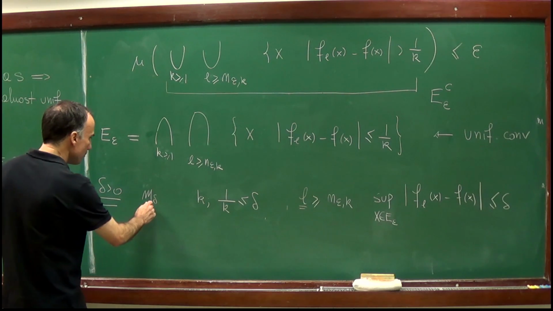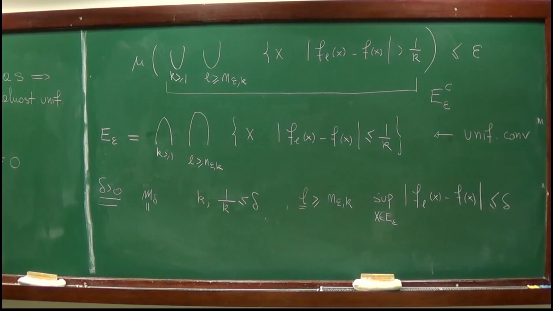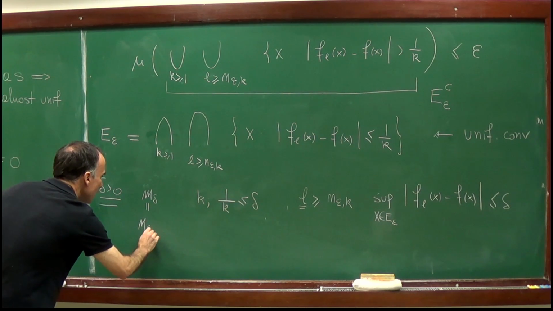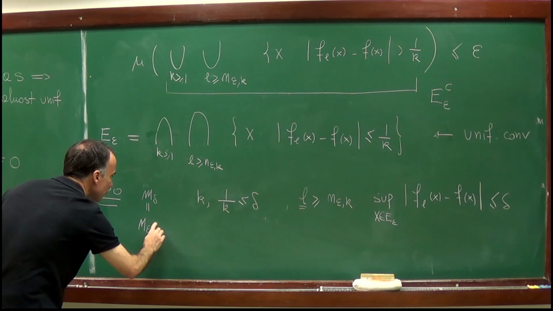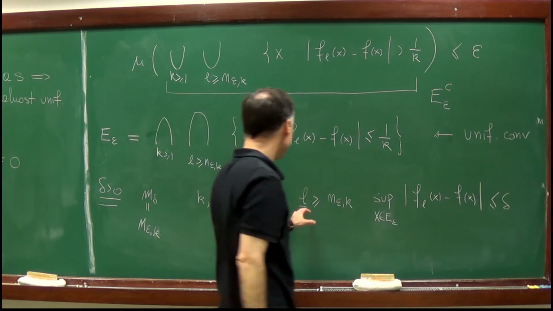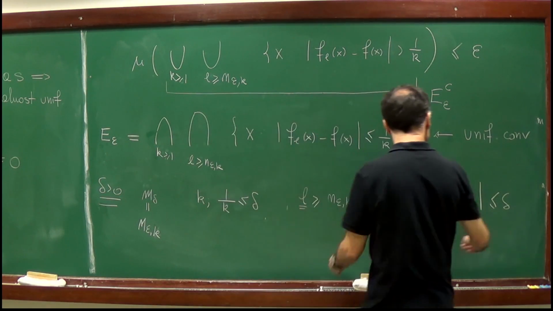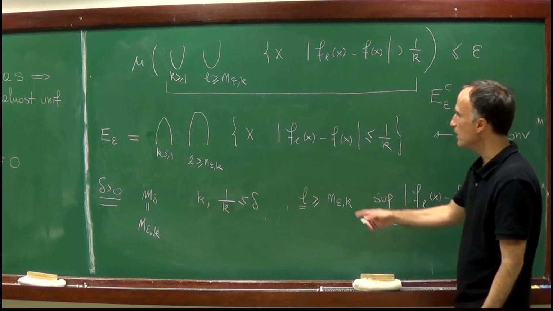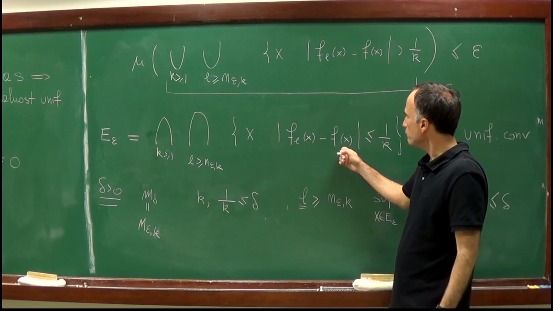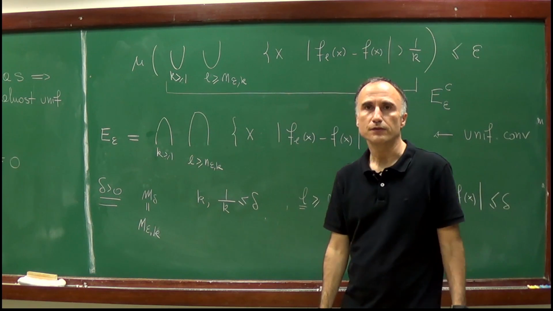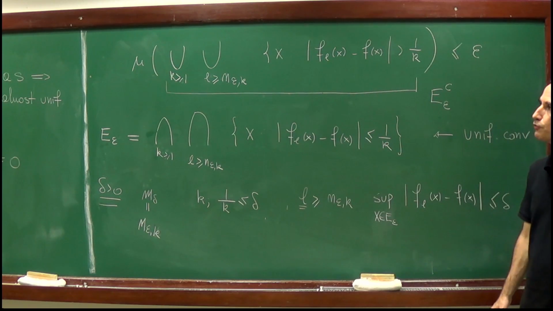If we set m delta to be equal to this n epsilon k, we have that for all L larger than m delta, this supremum is bounded by delta, so that we have uniform convergence on the set E epsilon, which proves that the sequence f_L almost uniformly converges to f. And this is the last result I wanted to prove in this section.